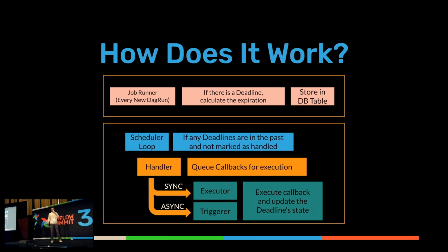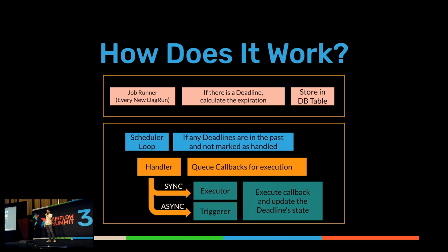So as I mentioned, there are two kinds of callbacks: a sync callback and an async callback. If it's a sync callback, it will run in the executor or worker. If it's an async callback, it would run in the triggerer. And once the callbacks are done running, it would update the deadline state in the table.